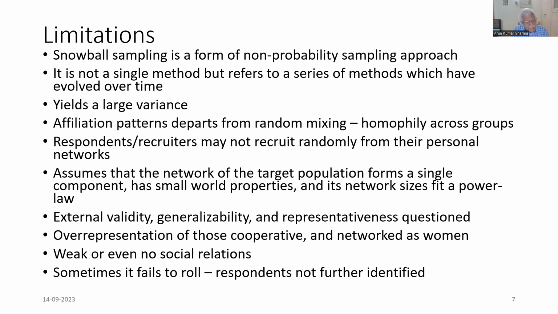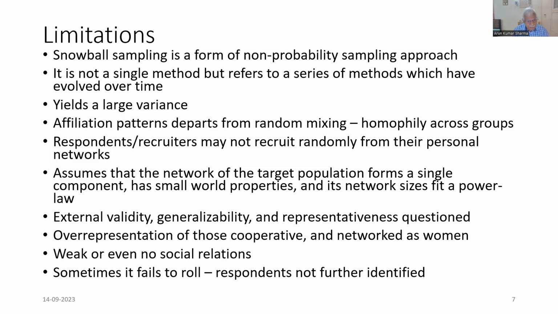Snowball sampling yields a large variance. This is a limitation of snowball, which means results are not so reliable. A snowball sample of size 300 is not as reliable as a sample from simple random sampling of the same size.